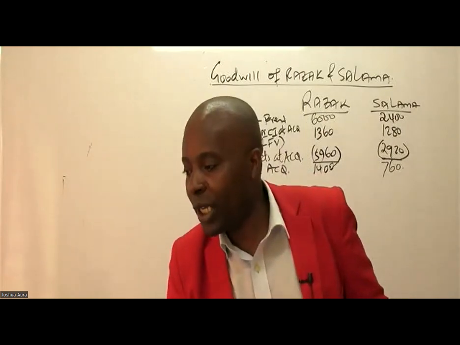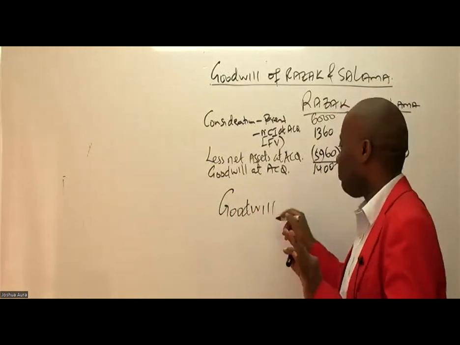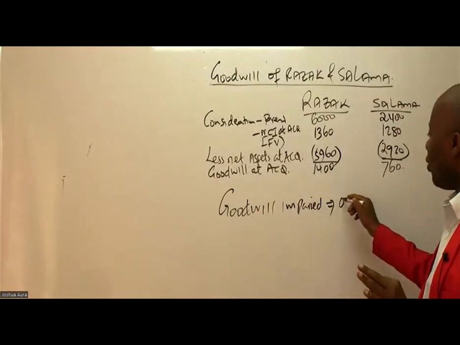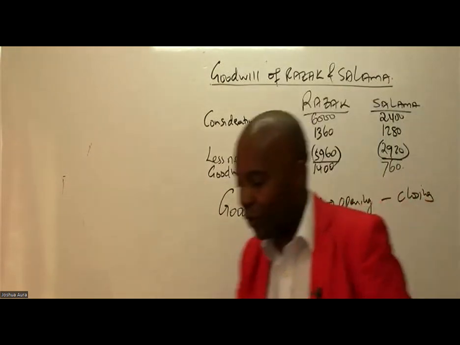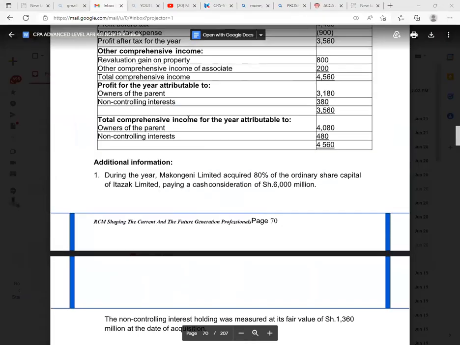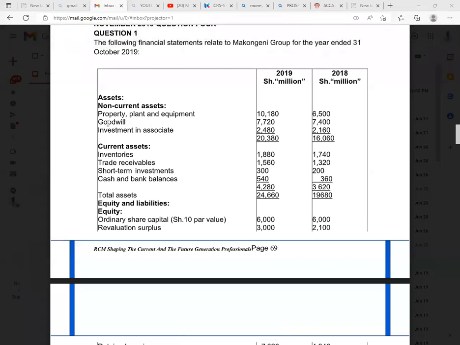So then what am I supposed to do for goodwill? What I'm supposed to do to be able to get goodwill in there, I need to do a T account, but I hate T accounts. They don't make sense to me. So goodwill impaired. What I'll do, I'll come and look at the opening minus closing. Go to the statement of financial position. It's an asset. So you can see we have an asset here called goodwill. Could you kindly give me the opening balance of goodwill from the information given here?